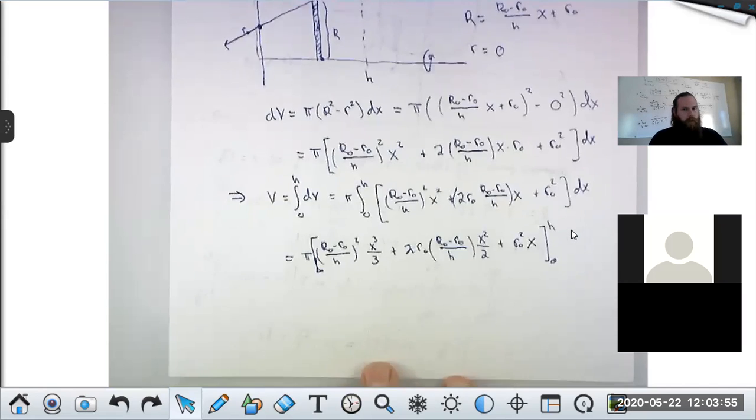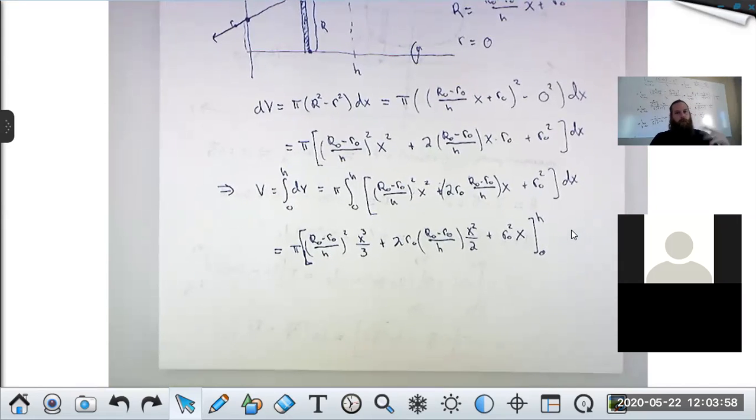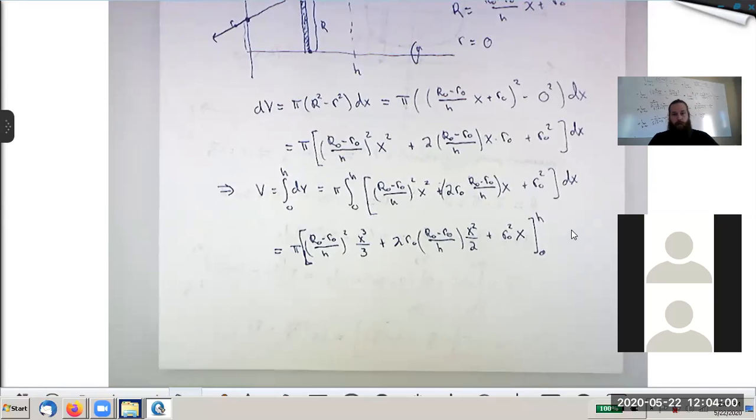Sorry. Okay, so when we plug in 0, everything is going to be 0. The only meaningful output we get is what we get when we plug in h. So we'll plug in h, and that will be our result. The big R0 and little r0 are constants. That's what the little 0 subscript indicates: those are constants.